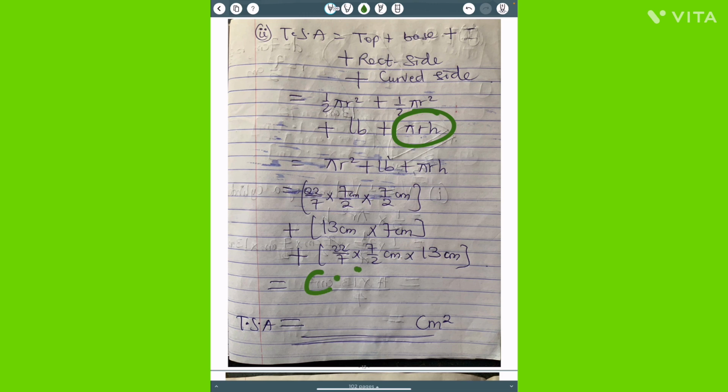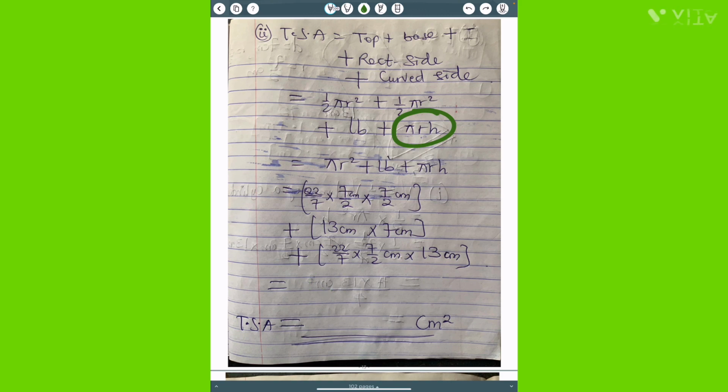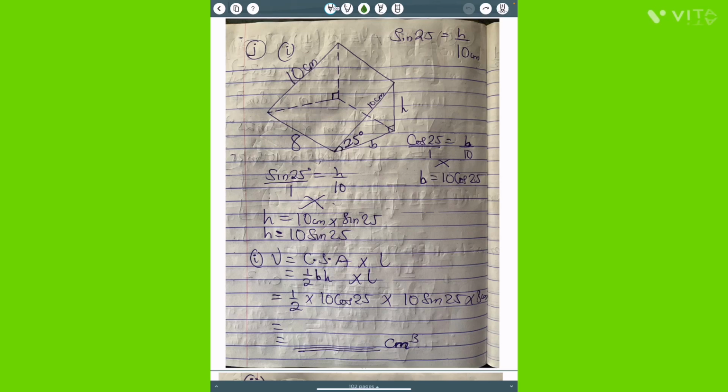The curved surface area of a cylinder is 2 pi r h, but this one is half a cylinder. So half times 2 pi r h will give you what? Pi r h. So that gives you the total surface area of the solid. You put your answer here. Is that clear?